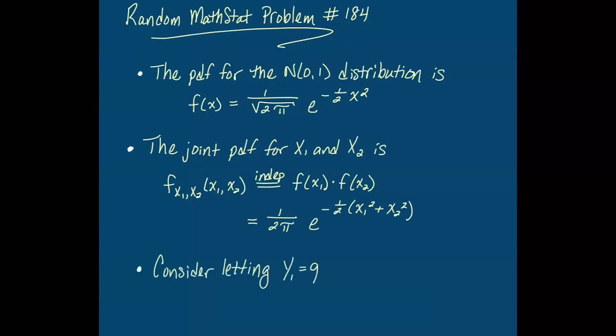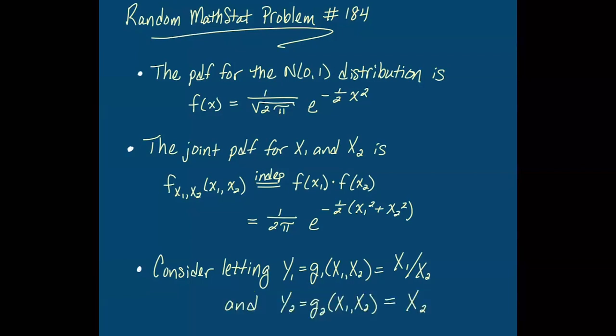Consider now letting Y1 be a function g1 of X1 and X2 and defining that function to be the ratio X1 divided by X2. We've noted in this course that when choosing a second function of X1 and X2 and working with a ratio, it's easiest to let your second function be the denominator. So I'm going to let Y2 be a function g2 of X1 and X2 and define that to be just this denominator, X2.